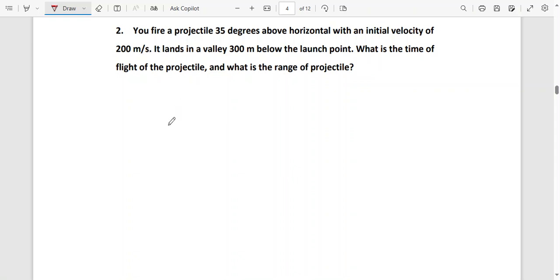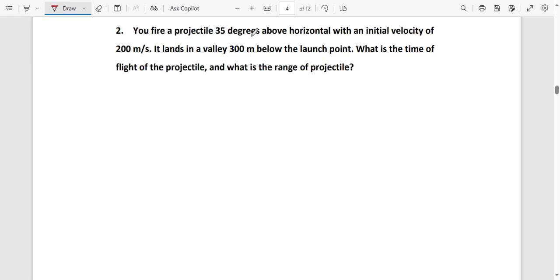You fire a projectile 35 degrees above horizontal with an initial velocity of 200 meters per second. It lands in a valley 300 meters below the launch point. What is the time of flight of the projectile and what is the range?